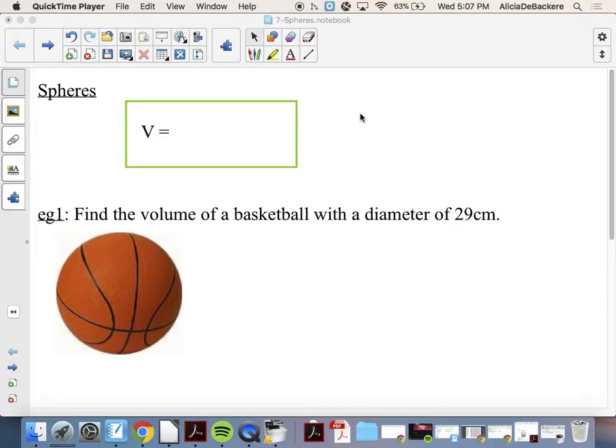So you should have this handout in front of you. Make sure that you pause the video whenever you need to stop and write down something that I've said, because I'm going to move a little bit faster than I do in class. So first of all, grab your formula sheet and find the sphere on your formula sheet.